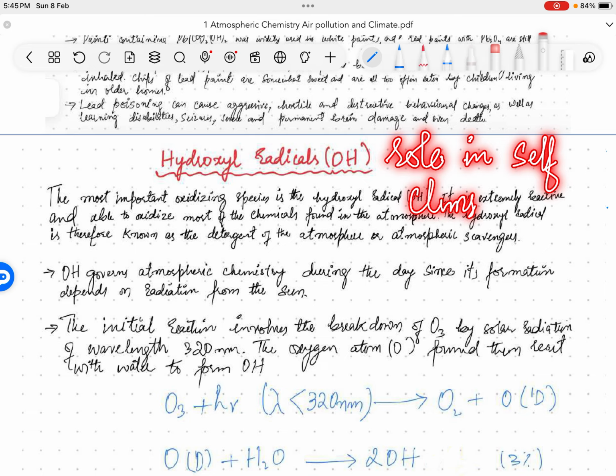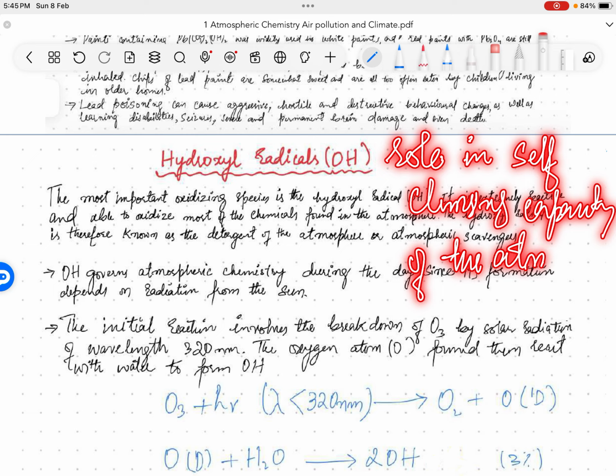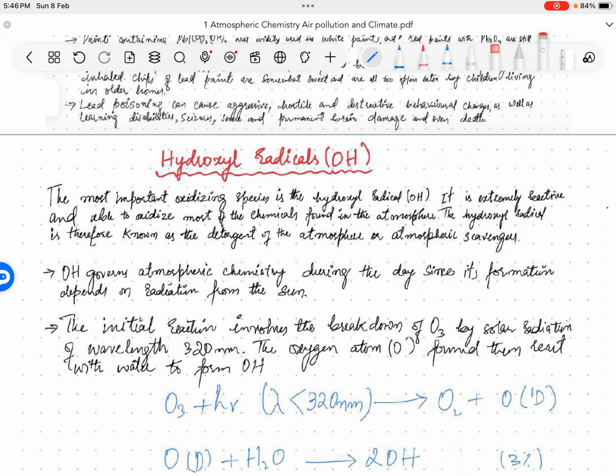OH radicals have a significant role in the self-cleansing capacity of the atmosphere. Therefore, they are called the detergent of the atmosphere or atmospheric scavenger.